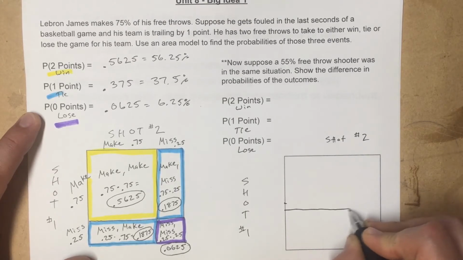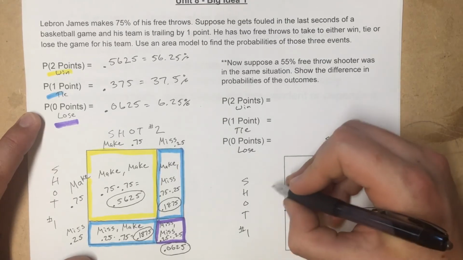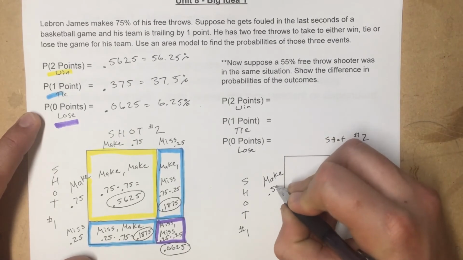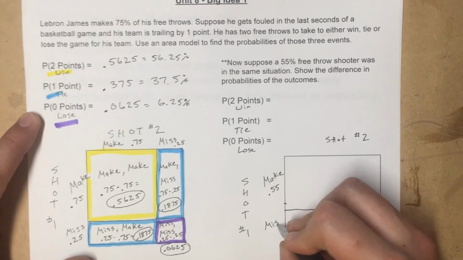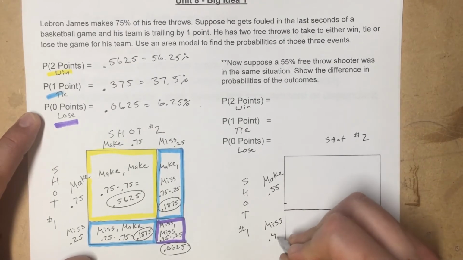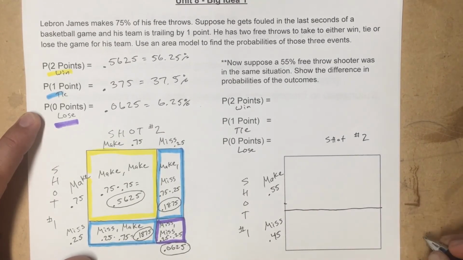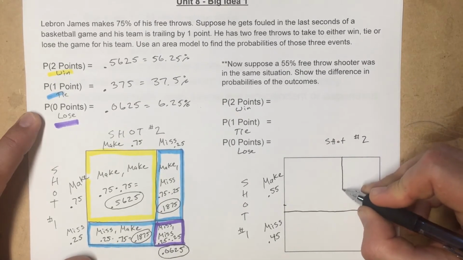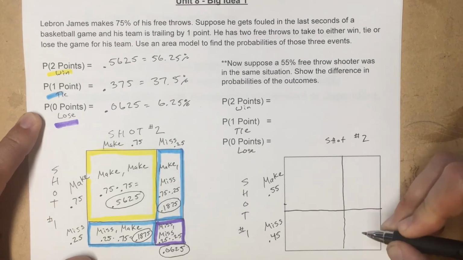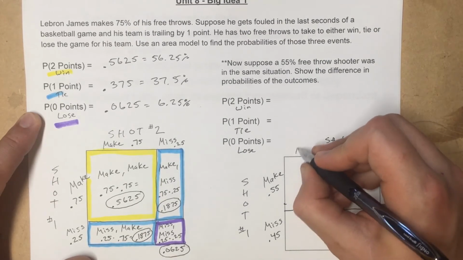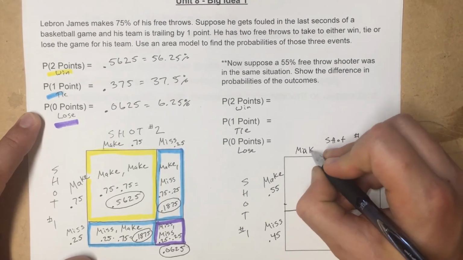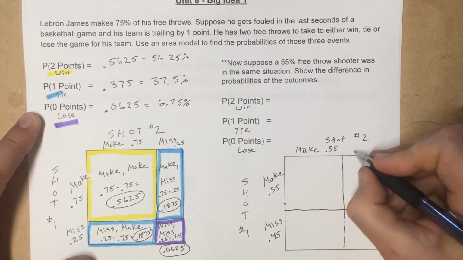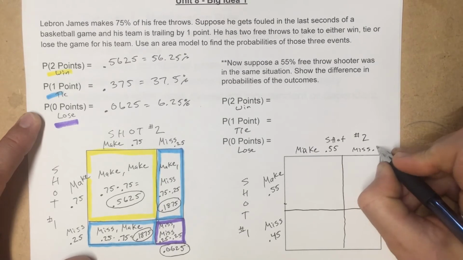So I'm going to break this big square into the make section, which is a 0.55. Your miss section is a 0.45, right? Same thing on shot 2. The shots don't really affect each other. He still has a 55% chance of making it, even if he misses shot 1. Make is a 0.55, and miss is a 0.45.